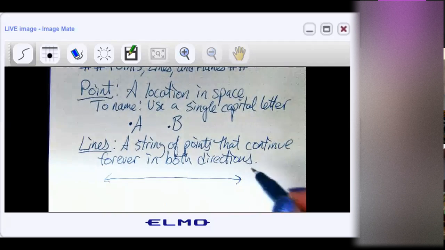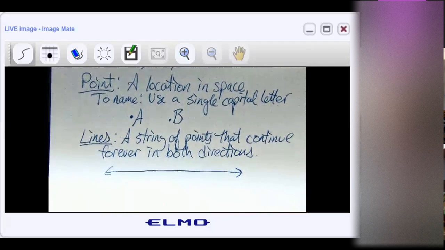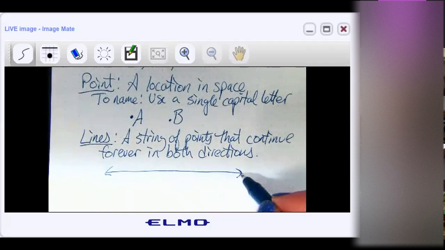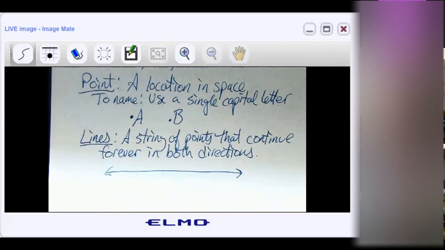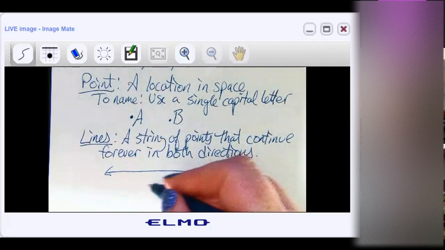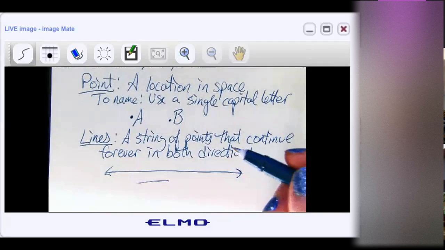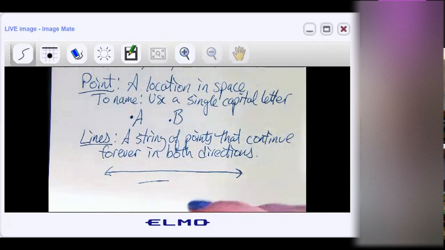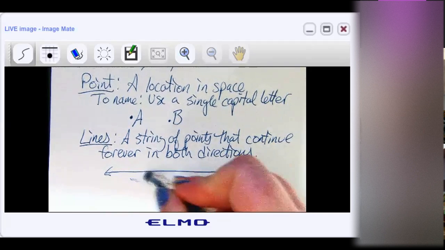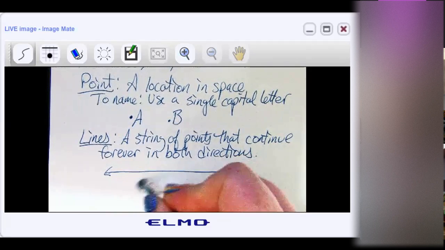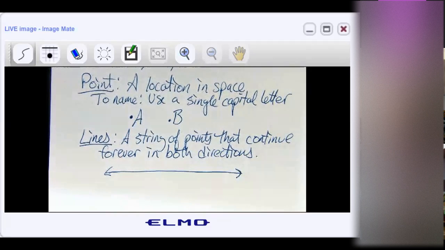So when I draw a line, we have to be very careful with our language in geometry. Lines really have to have arrowheads on the ends. So they have to have an arrowhead going in both directions to be considered a line. If I just draw that, that's something else that we refer to as a line segment. It's just part of it. It doesn't go on forever in both directions. So if I want to be specific, and I do here, lines are going to continue forever in both directions. So they are one-dimensional, they go on forever.